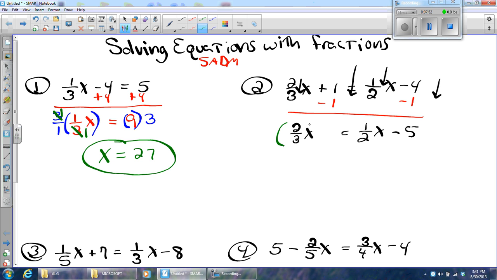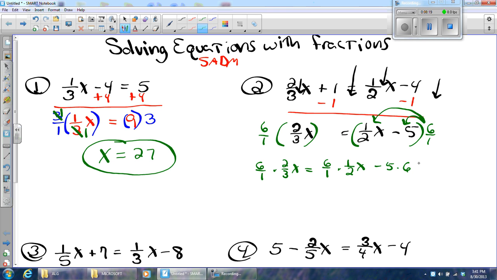I'm going to multiply the left-hand side by 6/1. I'm going to multiply the right-hand side by 6/1. And the right-hand side is a distribution problem, right? So my problem now becomes 6/1 times 2/3 x, and that's going to equal 6/1 times 1/2 x minus 5 times 6. Again, I didn't write the 6 as 6/1 because the 5's not expressed as a fraction.